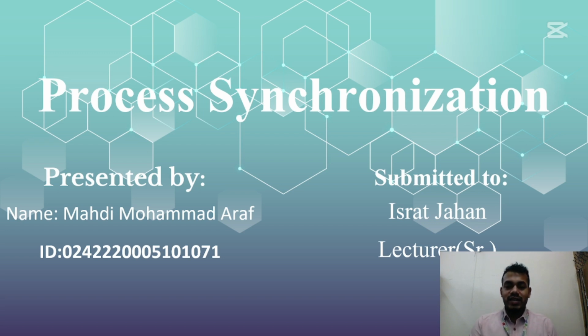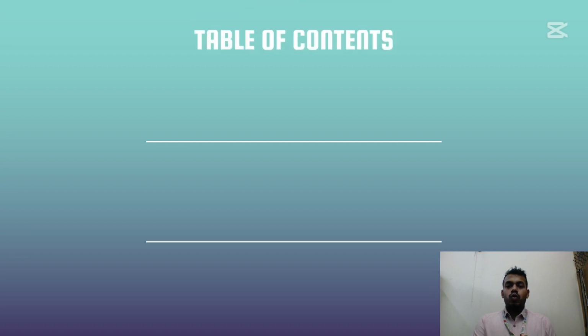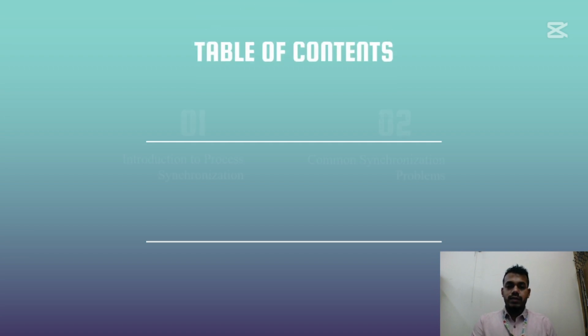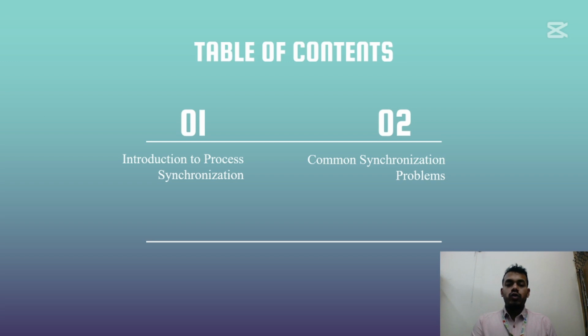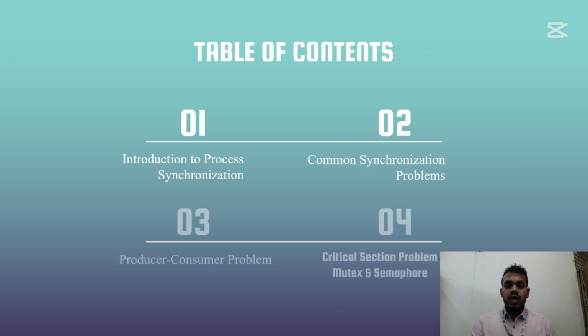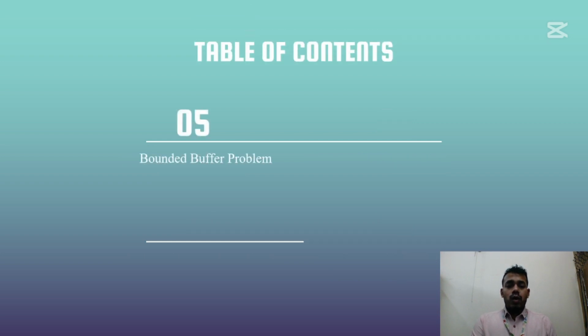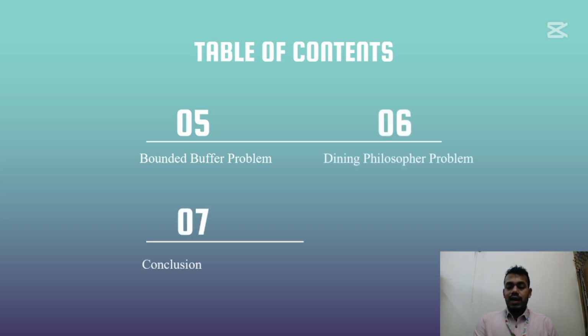So let's get started. At first, we will be talking about the table of contents. At first, we have introduction to process synchronization, common synchronization problems, producer-consumer problem, critical section problem, such as mutex and semaphore, and then we have bounded buffer problem, dining philosopher problem, and last but not the least, conclusion.